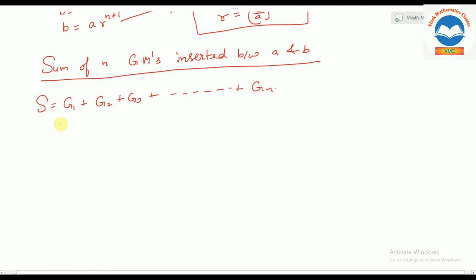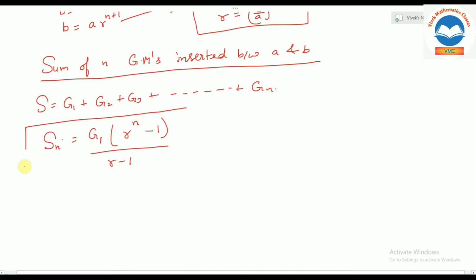If you see here, G1, G2, G3 up to Gn will be in GP. So what is the sum of n terms of a GP? We can write Sn equal to a, where a is the first term, G1, into (r to the power n minus 1) divided by (r minus 1). This will be the sum of n terms of GMs inserted between a and b.